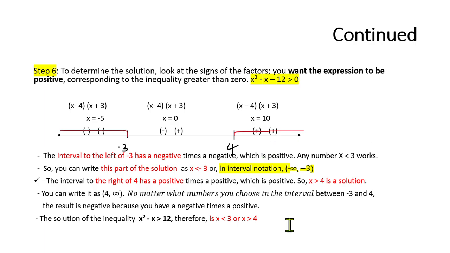So by using interval notation, x less than minus 3, from minus infinity up to minus 3. So minus infinity to minus 3. And for this region, x greater than 4, 4 to infinity. So that's the region. So this is how we can solve inequality questions.